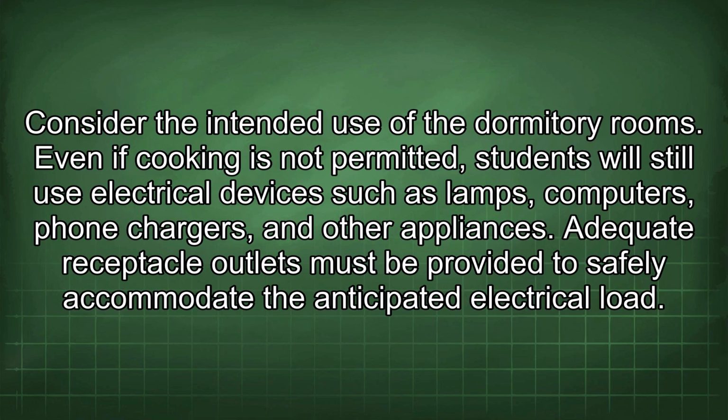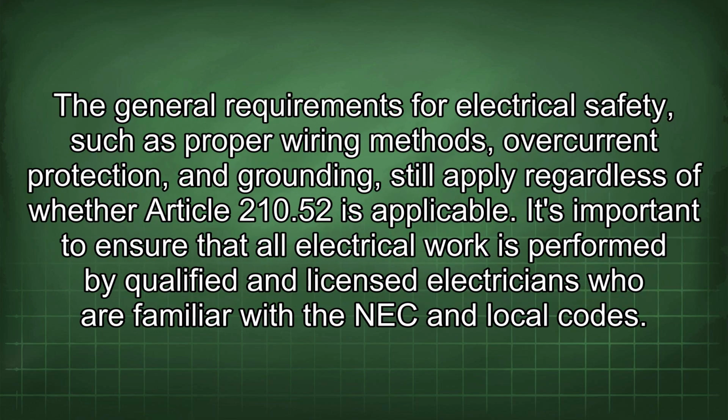Consider the intended use of the dormitory rooms. Even if cooking is not permitted, students will still use electrical devices such as lamps, computers, phone chargers, and other appliances. Adequate receptacle outlets must be provided to safely accommodate the anticipated electrical load. The general requirements for electrical safety, such as proper wiring methods, overcurrent protection, and grounding, still apply regardless of whether Article 210.52 is applicable. It's important to ensure that all electrical work is performed by qualified and licensed electricians who are familiar with the NEC and local codes.